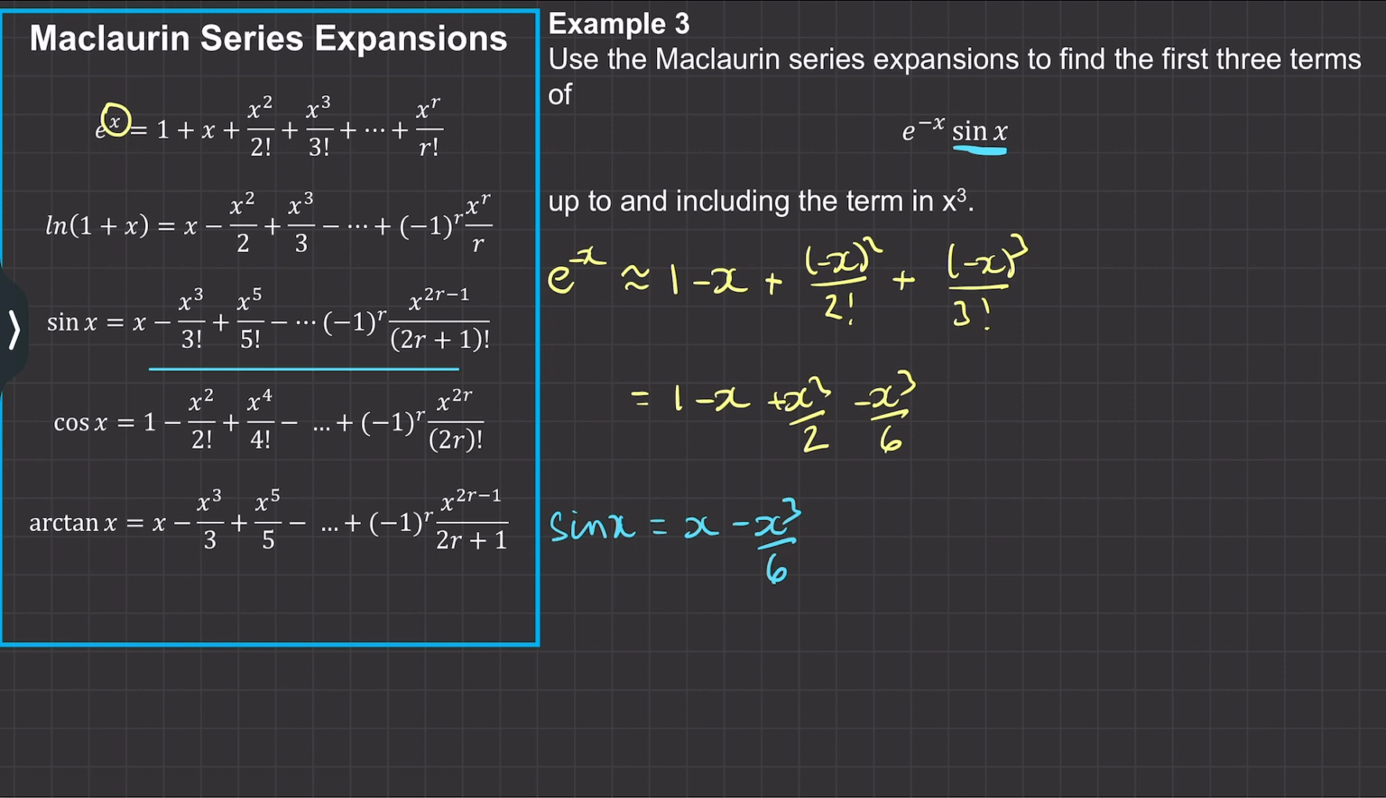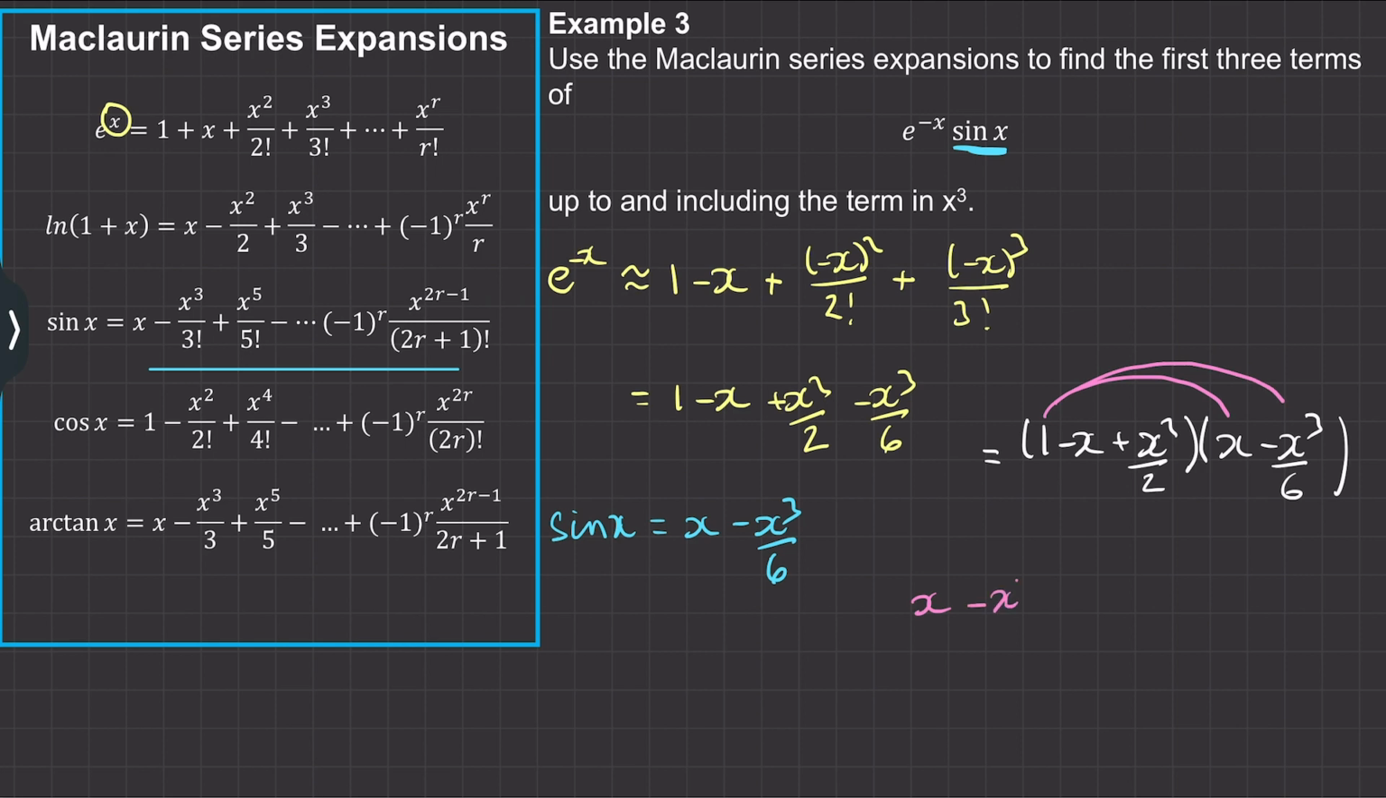Okay, so this becomes the product of these two expansions. So 1 minus x plus x squared over 2. I don't need to include this term because when it is multiplied by any of these, we get x to the 4 or above. So then it's multiplied by x minus x cubed over 6. So our first combination will be x times 1, so x, and then 1 times negative x cubed over 6.